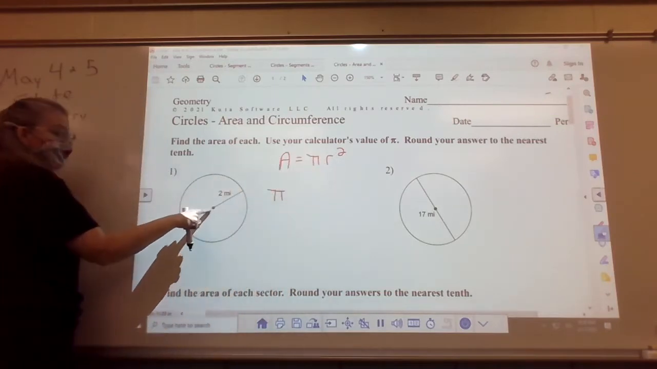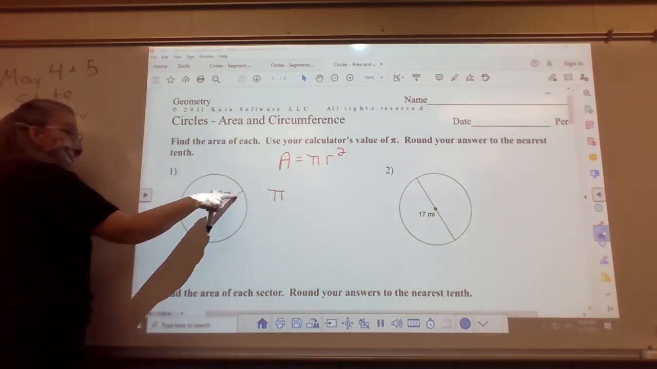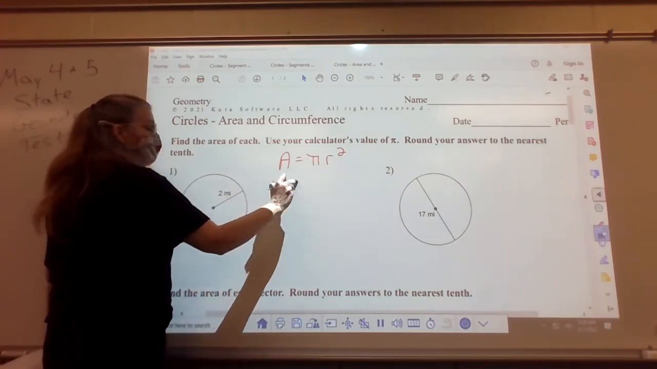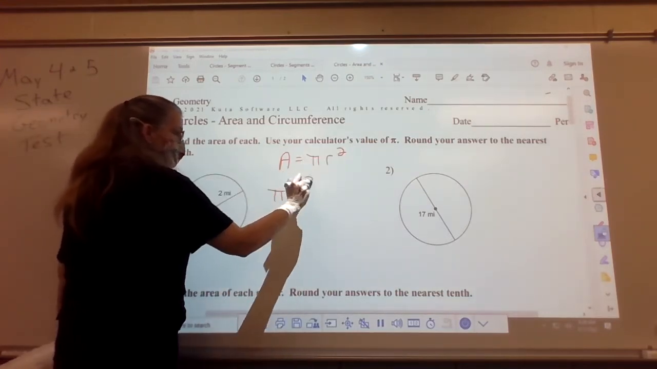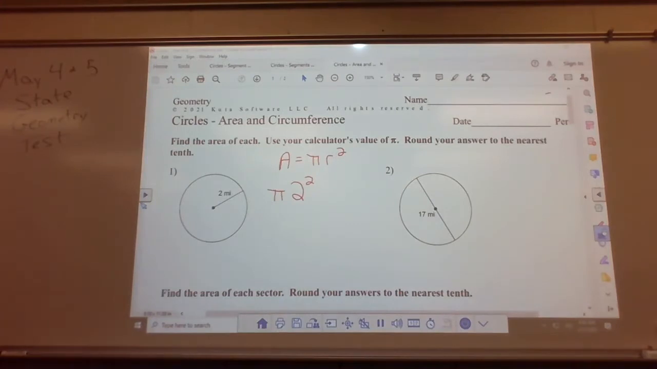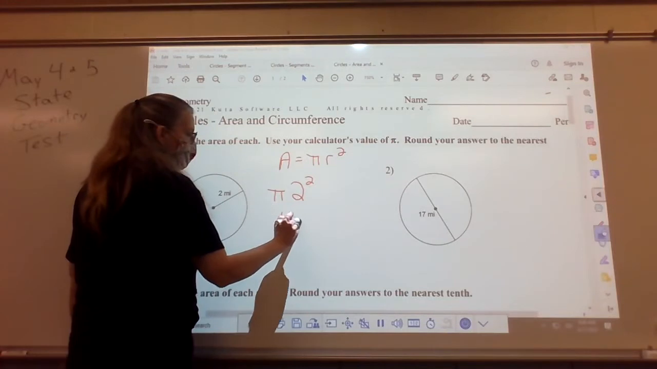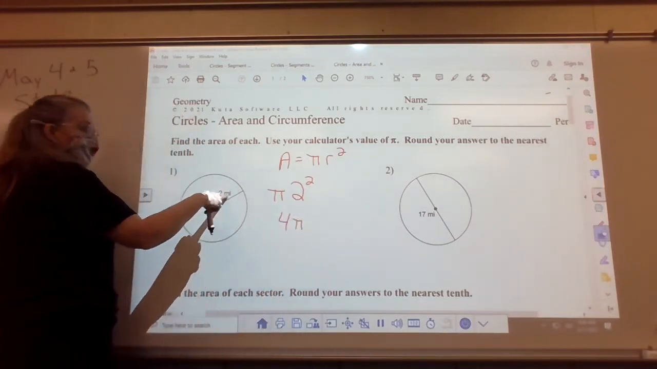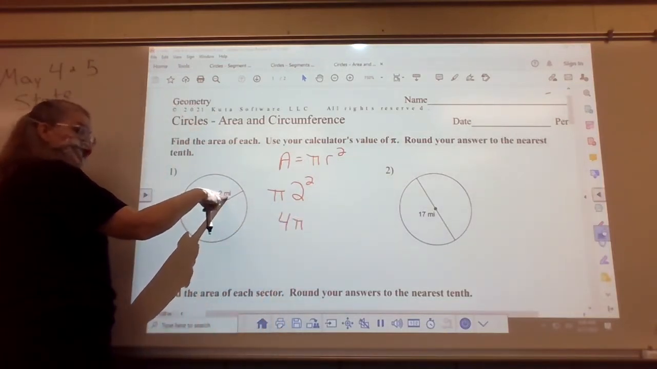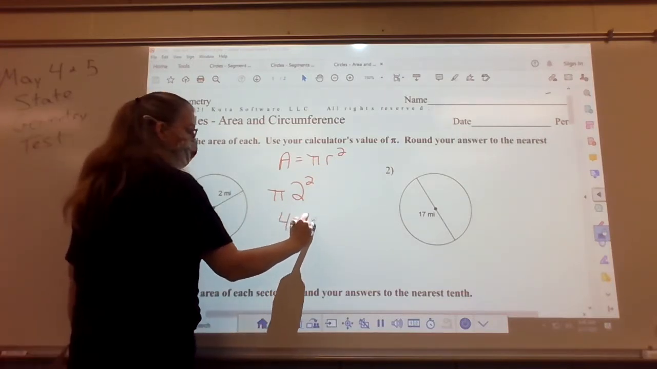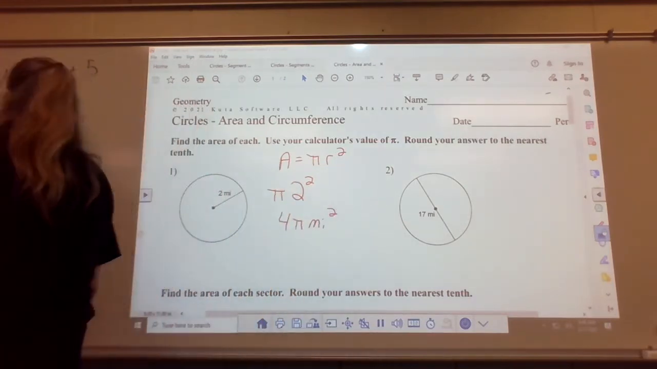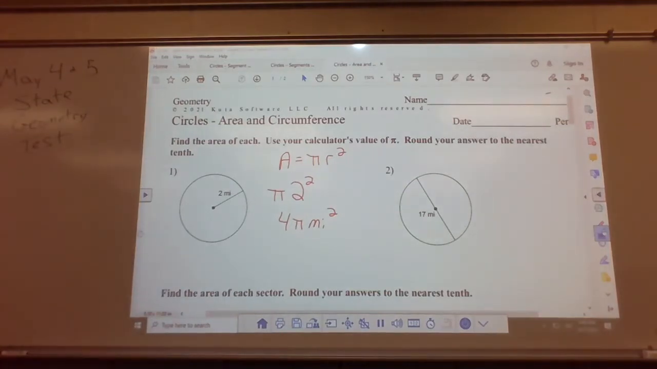The radius, this is the radius, because the radius goes from the center to a side. So it's 2. Don't forget the square. So pi 2 squared. Well, what's 2 squared? 4. So 2 squared is 4. You always put the number in front. So therefore, it's going to go to 4 pi miles. And I do want units on these. So miles squared. So that's the answer in terms of pi.